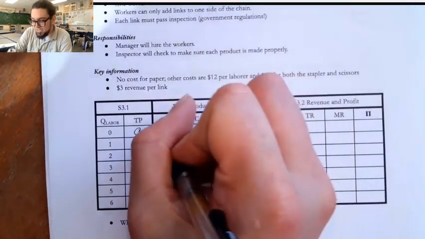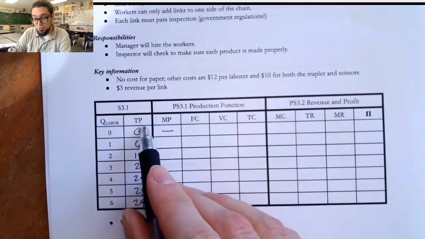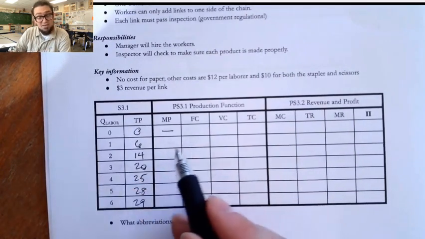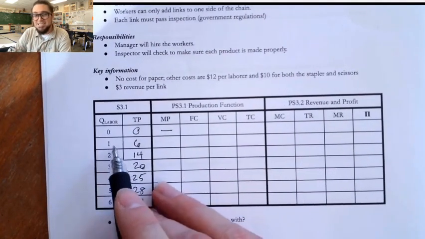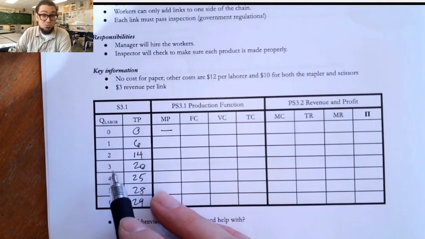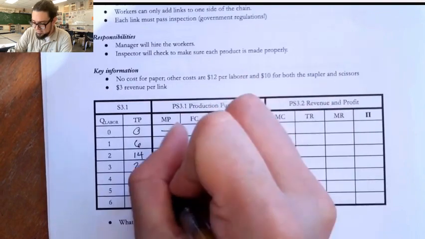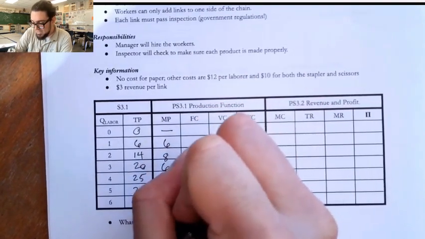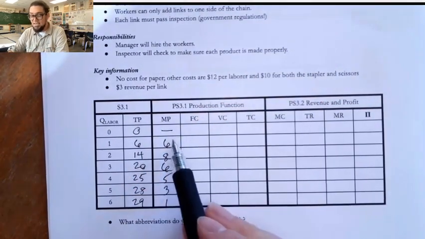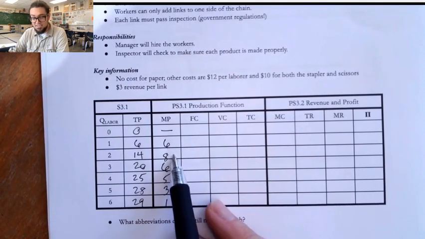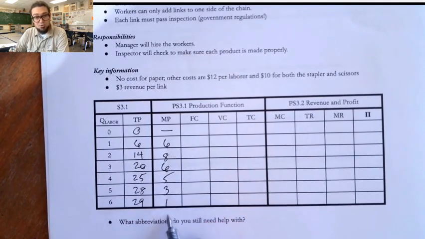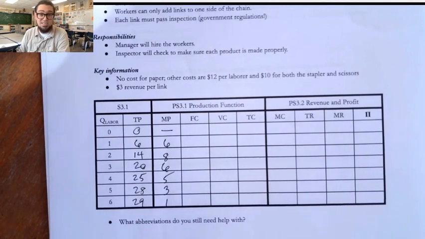The marginal product, again, is just going to be the change in the total product divided by the change in quantity of labor, or inputs. And in this case, it's just going to be over 1 every time because we're changing the number of workers by 1. So here we have 6, 8, 6, 5, 3, and 1. And we still see that kind of pattern of rising marginal product, then falling marginal product. Probably if we hired a 7th worker with this data set, we would have seen negative marginal returns.